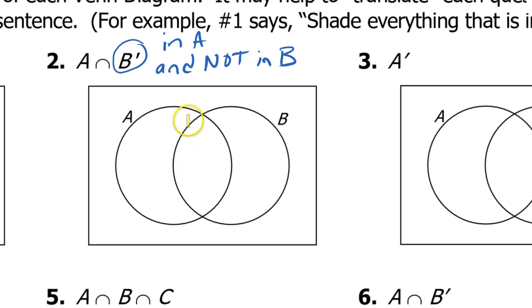So look, here's everything that's in A right here. Okay, all of this is everything that's in A. But we want the part of this that is not in B. Okay, so how much of this is not in B? Well, the part that's not in B is the part that stays out here. Okay, so the solution is going to be this part out here. So here's a picture of everything that is in A and not in B.